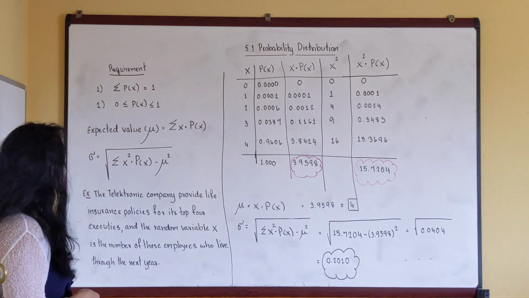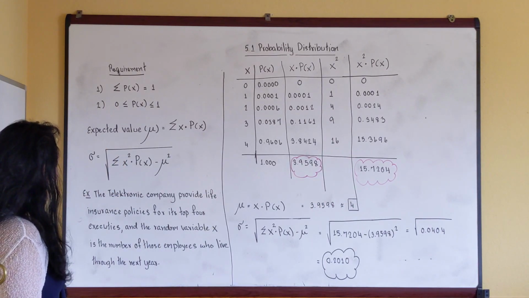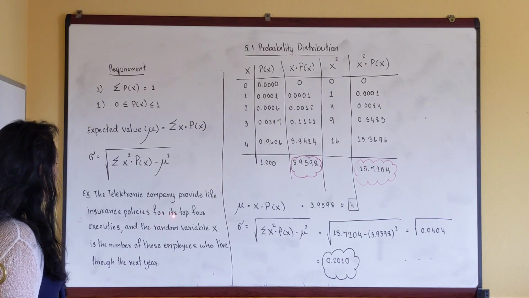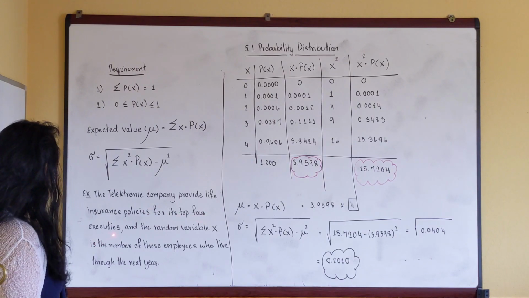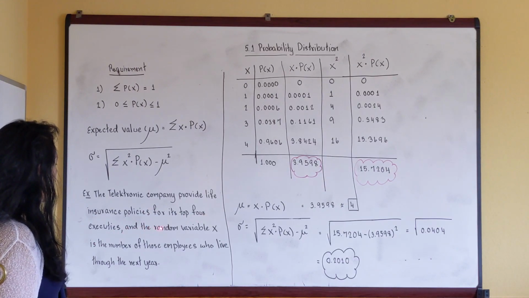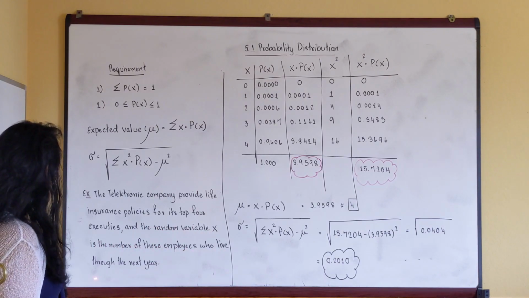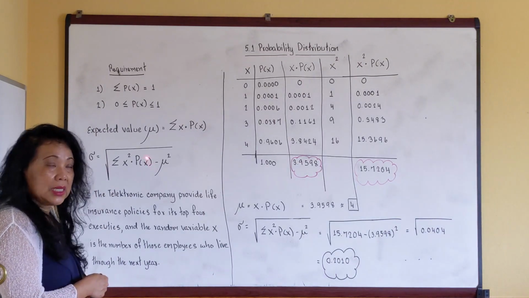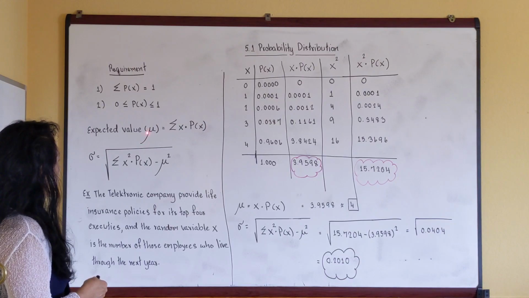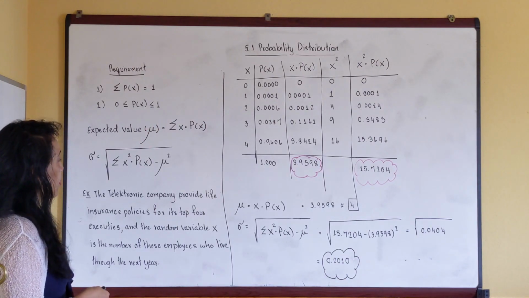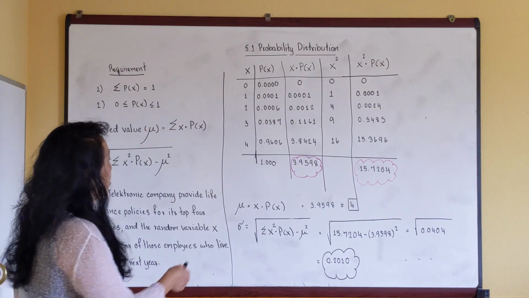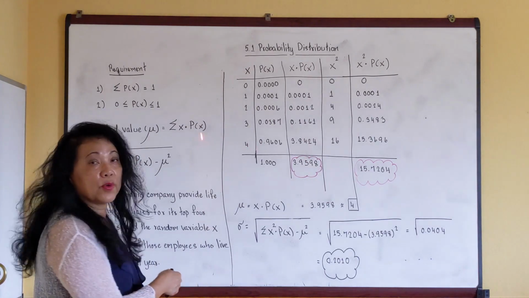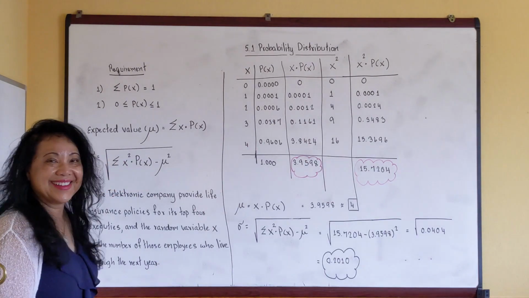So this is the mean. In this example, a company has a life insurance policy for its top 4 executives, and the random variable X is the number of those employees who live to the next year. So we want to find the mean, or expected number, of people who will live to the next year. We did this, and it's all four people, all of them.